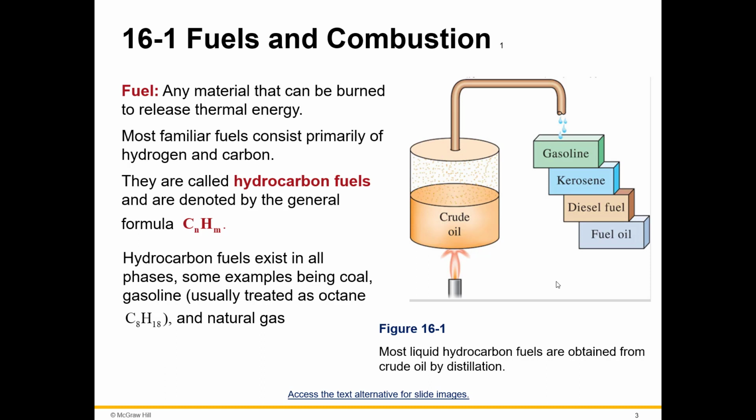And you can see crude oil being heated up to produce gasoline, kerosene, diesel fuel, and fuel oil. Those are the byproducts that we can make from heating up the crude oil. Hydrocarbon fuels exist in all phases, some examples being coal, gasoline, usually treated as octane, and natural gas. So you can have a solid, a liquid, and a vapor. And this is the distillation process. That's how we get the liquid hydrocarbon fuels that I just listed.